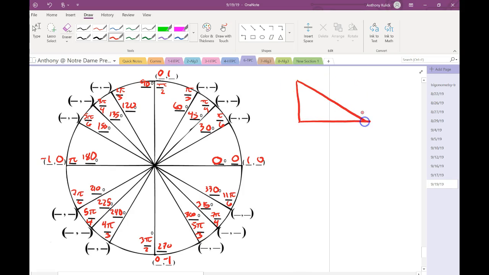So let's draw in our 30, 60, 90 triangle here real quick. If I drew in my reference triangle at this first 30-degree angle, I would get that opposite is x, and then hypotenuse is 2x, so sine is 1 over 2. And cosine is adjacent over hypotenuse, so that would be square root 3 over 2.